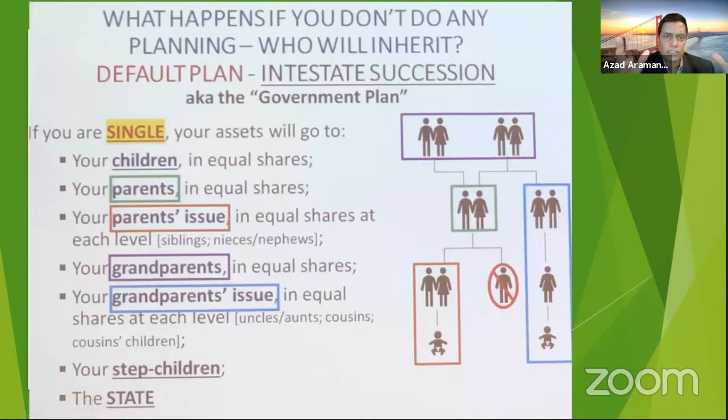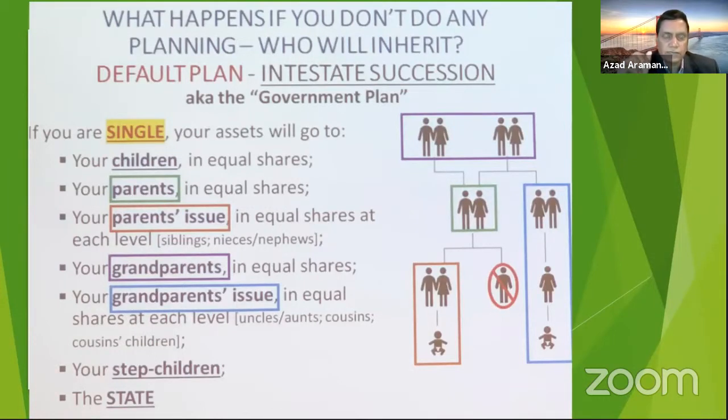Now, what happens if we do not do any planning and there's a default plan? The government has a default plan. The law has defined who gets the estate. That default plan is also called intestate succession. This is the government plan. What is it?